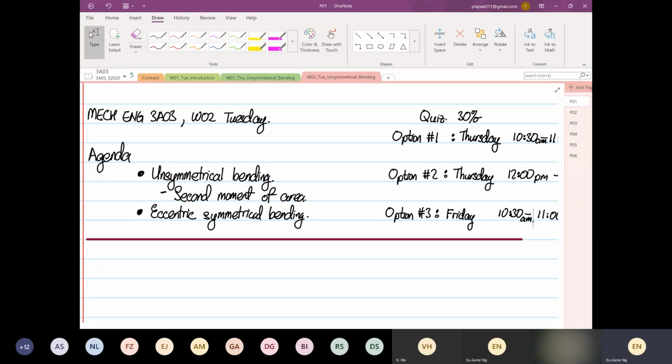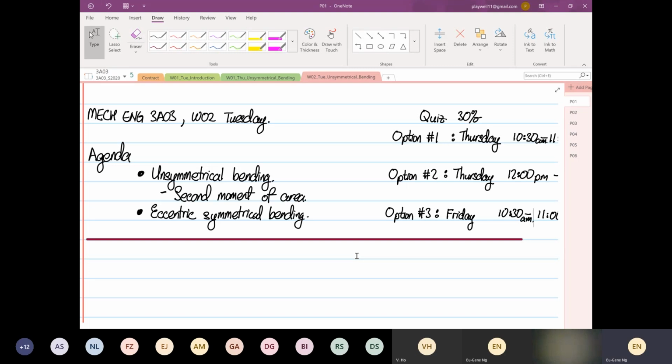So the agenda for today is we are going to look into unsymmetric bending. I'll do a very quick recap on where we were before, and then we are going to look into how to identify second moment of area. Students usually, not all of you, but usually get confused on which second moment of area to take. Today, I'm going to help you identify easily without memorizing anything. Only a few things that you have to remember, okay? And then we are going to go into eccentric symmetric bending.